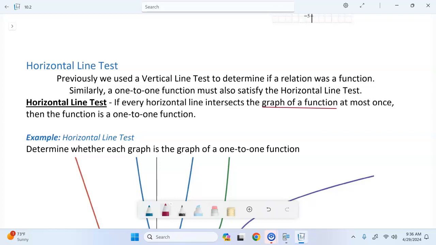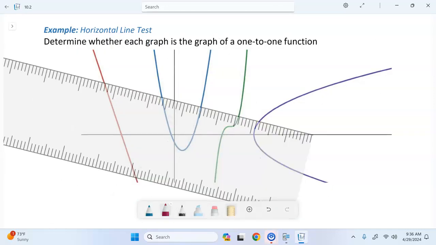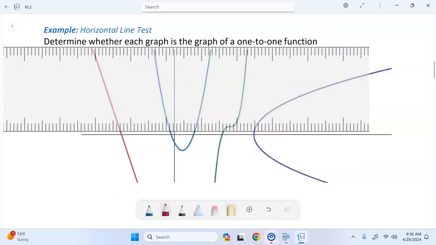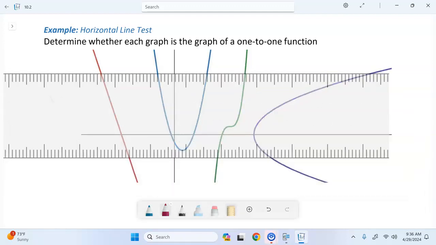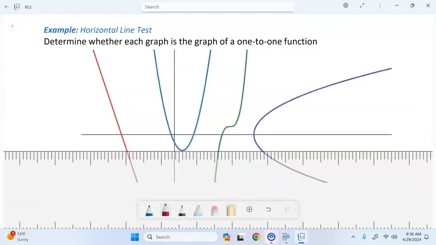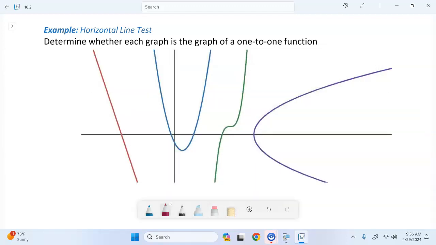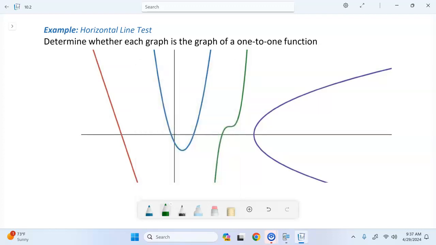So we can look at each of these graphs one at a time. So we'll look at our red graph. Is it a 1-to-1 function? Yeah. Doesn't ever touch more than once. We could do the vertical line test as well, and it's never going to touch more than once. So we know it is a 1-to-1 function. 1-to-1.